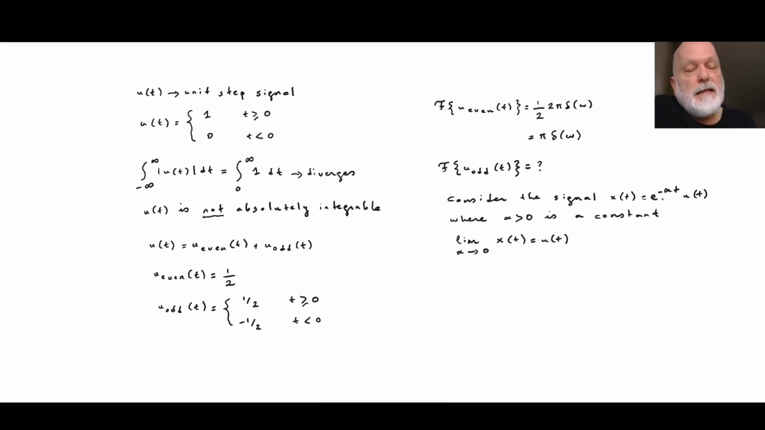The limit of the even and odd parts of x of t as alpha tends to 0 will be the even and odd parts of u of t. Now we see this from the odd part. Okay, let us see the odd part of x of t. So this is the odd part of x of t.